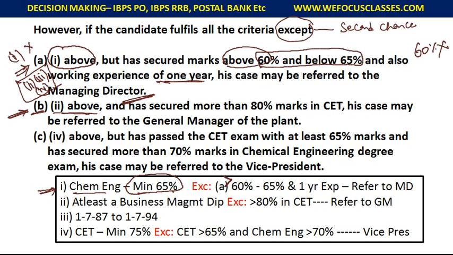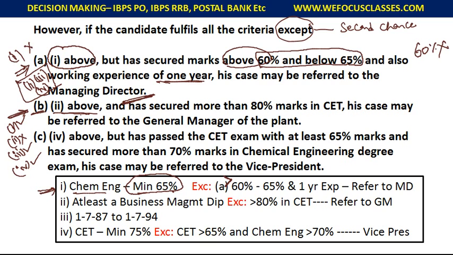So in the second case there is an exception, means he fulfilled the first condition, means he is a chemical engineering graduate with minimum 65% marks. But he failed at the second condition, but he fulfilled the third condition. He also fulfilled the fourth condition. So what is the second condition? He has to have at least a diploma, means he has to study something in business management. But he did not study.